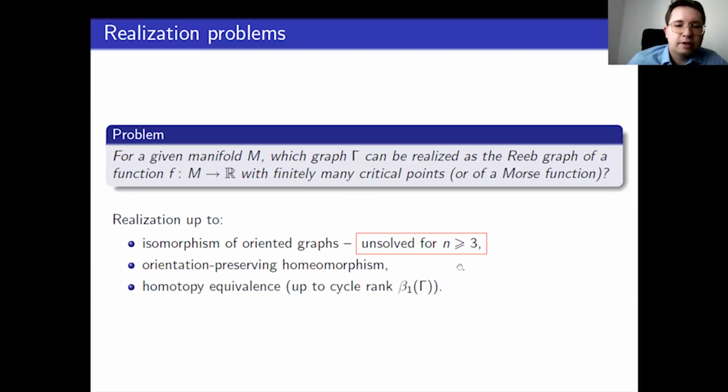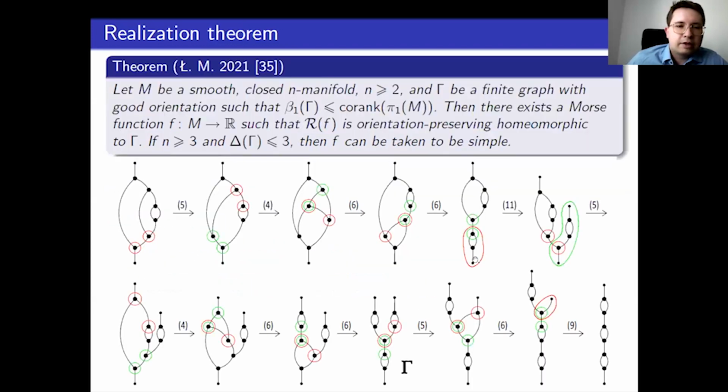So we ignore vertices of degree 2, and also work up to homotopy equivalence. We have seen that Reeb graphs have two necessary conditions: a good orientation, and its cycle rank, its Betti number, not greater than the corank of the fundamental group. Summarizing the realization theorem for Reeb graphs, we see that these two conditions are in fact sufficient to construct a Morse function on a manifold whose Reeb graph is orientation-preserving homeomorphic to a given graph gamma.